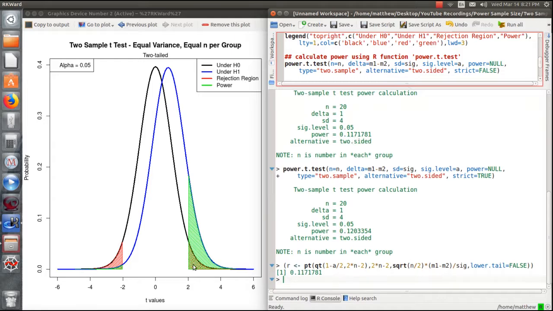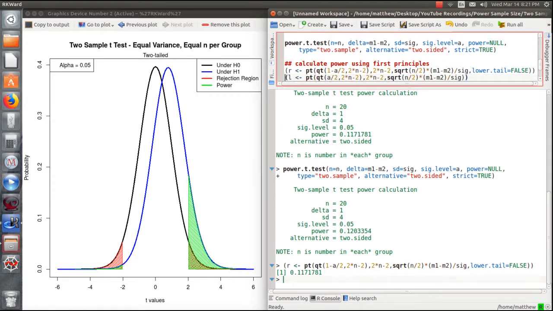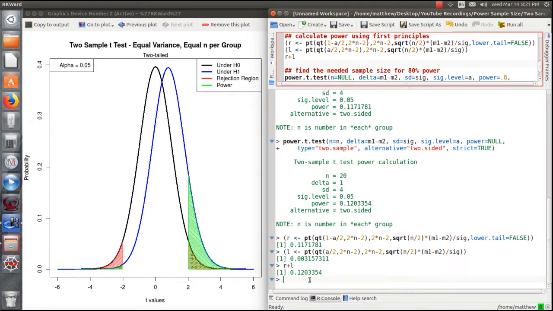So it calculated this area here. So let's go back to here and calculate the lower tail, which is this. So it's really small. It's not a big area, but it's non-zero. And so let's add those two, and we get our 12%, which is exactly what the power.t.test calculated when we said strict equal true.